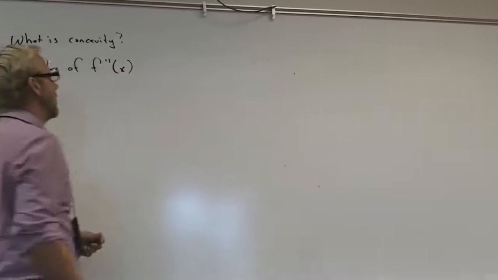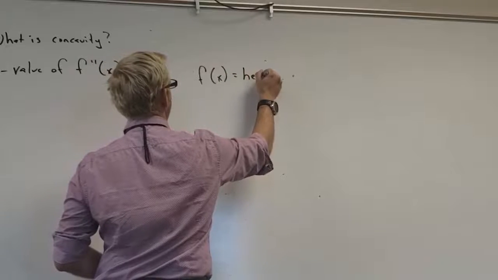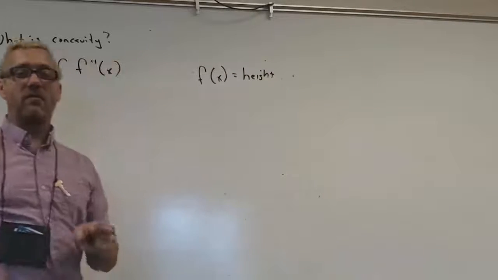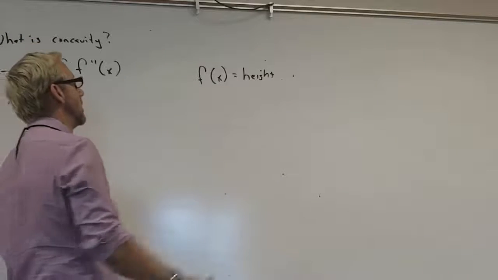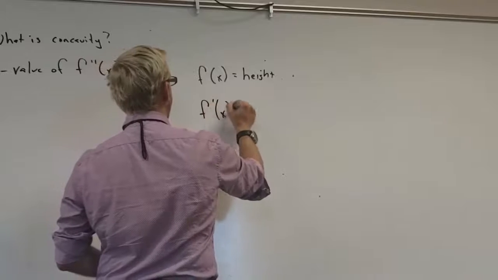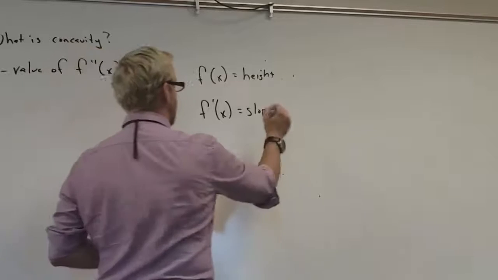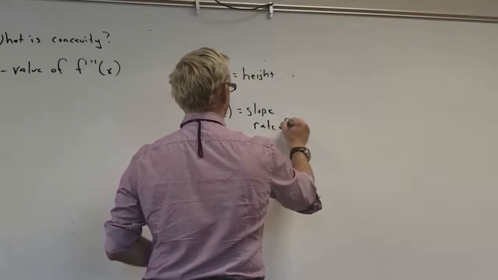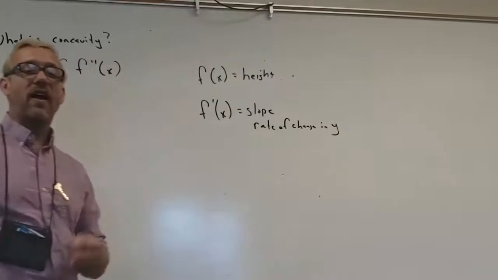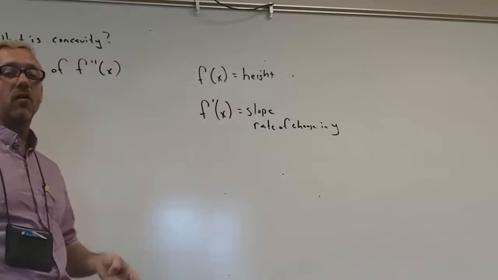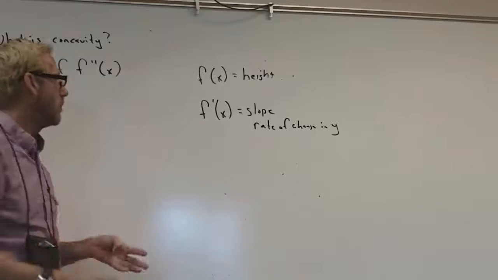Now breaking this down a little bit further, f of x tells us the height of our graph. It tells us our y value. How high up and down are we on that y-axis? F prime of x tells us our slope. Now our slope is our rate of change in y. How fast is y going up or down relative to my x changing at this constant value?